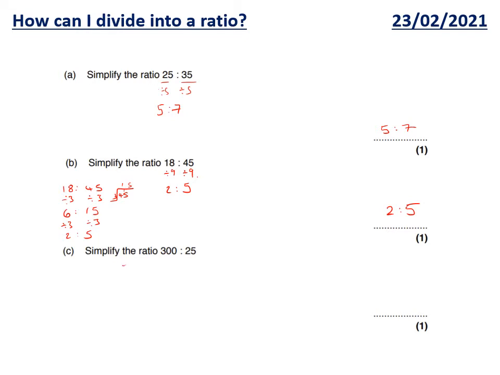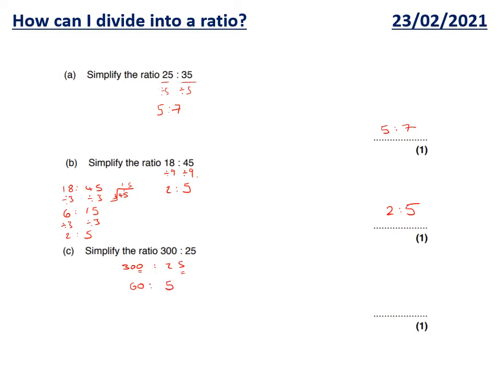So I'm going to say that 300 is a number that ends in a 0, so I know that's in the 10 times table or the 5 times table. 25 ends in a 5, so I know it's in the 5 times table. So I know that both of these numbers are in the 5s. So let's divide them through by 5. 30 divided by 5 is 6, so 300 divided by 5 is 60. And 25 divided by 5 is 5.